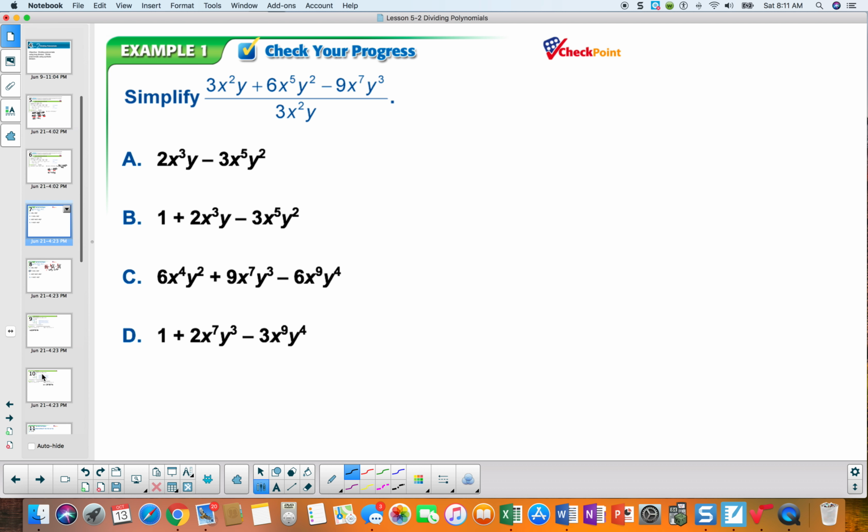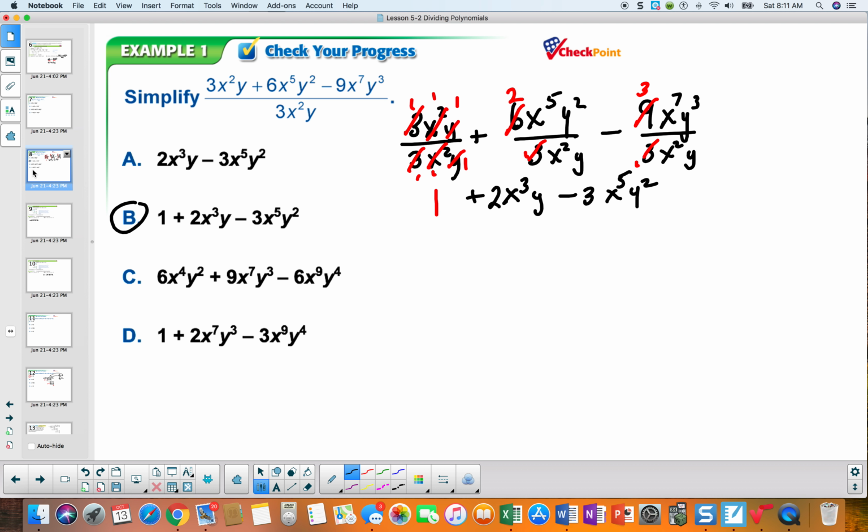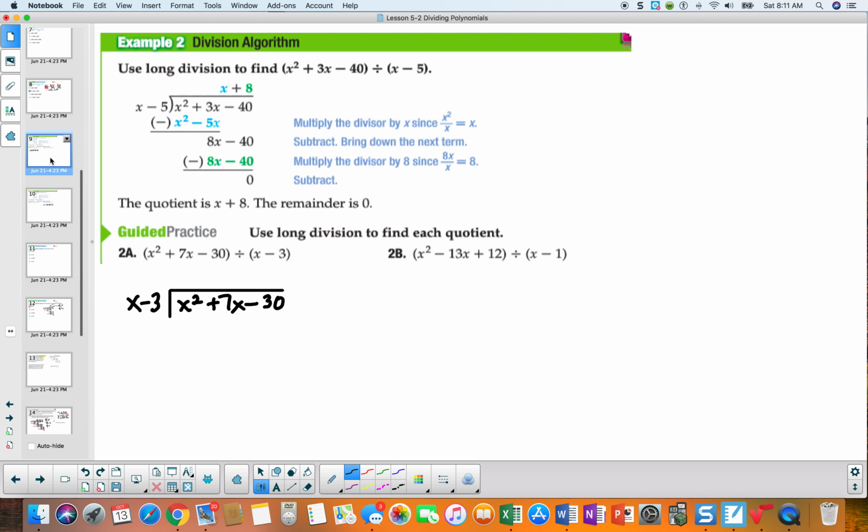Pause and you try the problem. And here's the answer. Let's take a look at long division with a binomial. This is a binomial, but before we do that, let me remind you of how we divide with just numbers.